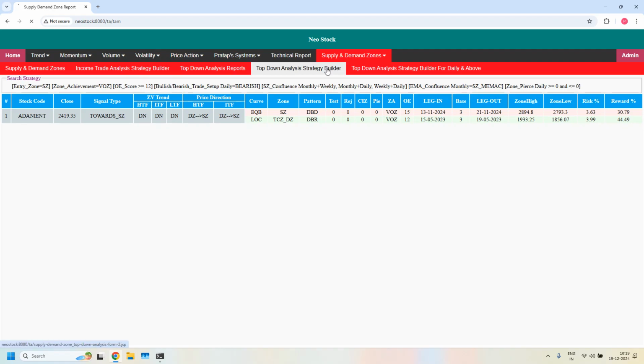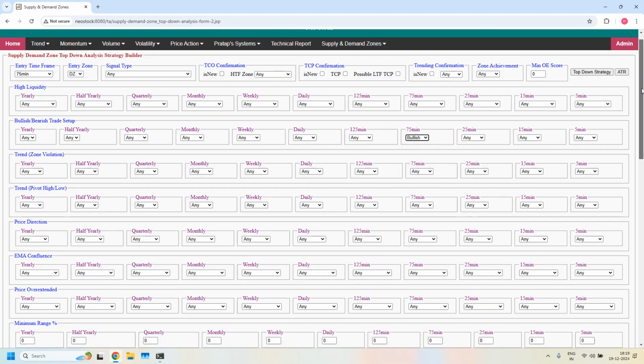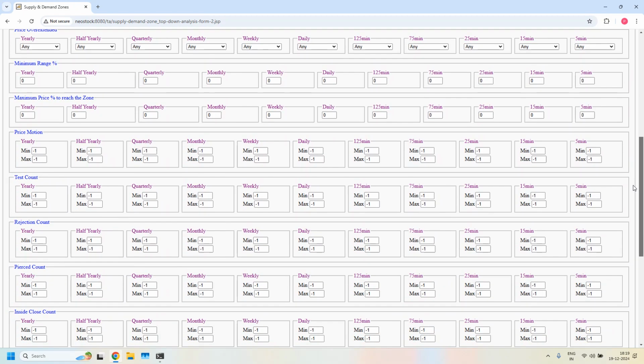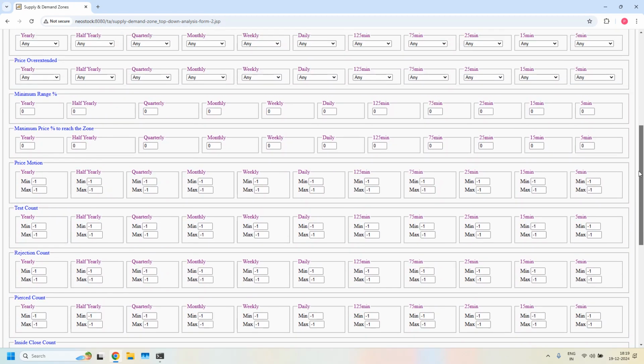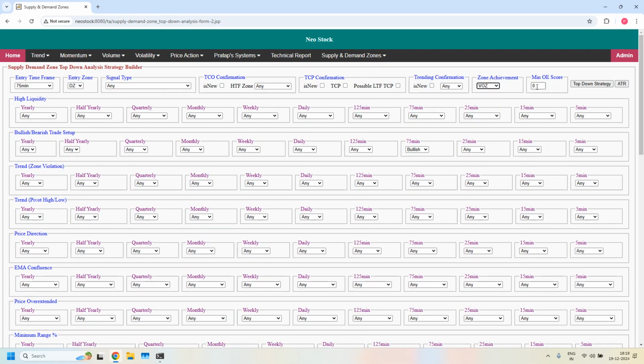Next, bullish trade setup, weekly income trade, entry time frame 75 minutes, entry zone, demand zone. In bullish or bearish trade setup at 75 minutes, I am selecting bullish. The 75 minutes demand zone should not be pierced, so I am setting minimum value 0, maximum value 0. Zone achievement violated, opposing zone, minimum odd enhancer score 12.